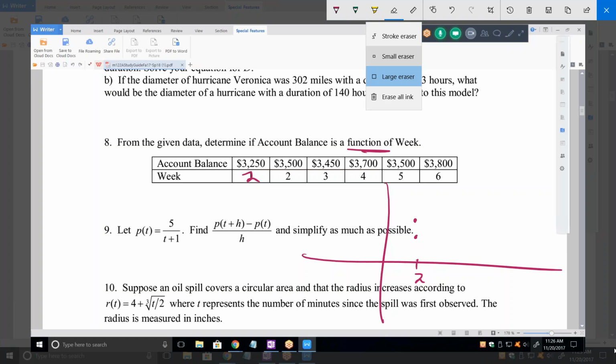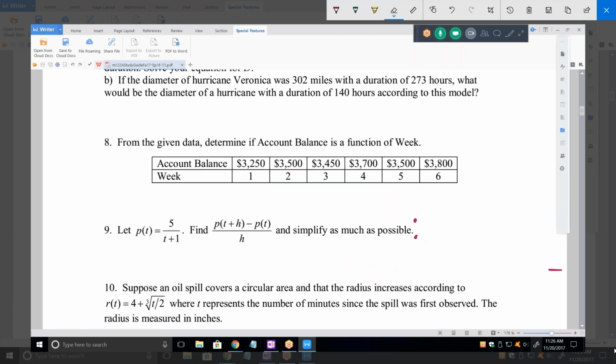Yeah, and they didn't ask you whether it was a linear function or a quadratic function. They just said, is it a function? Yes, it is. It looks clearly that it can go up or down, so your account balance is probably like a stock market portfolio. It may go up some weeks, it may go down others, but for any given week, it has a certain value. Therefore, yes, it is a function of week.